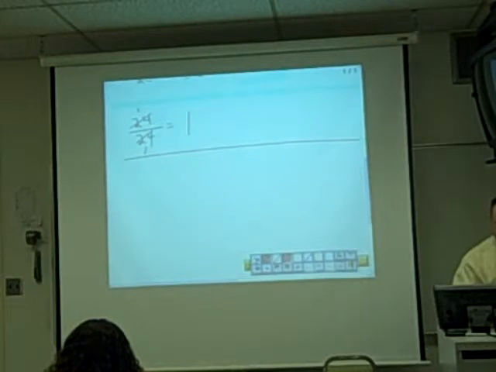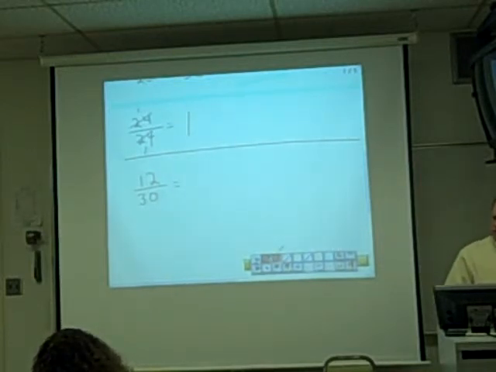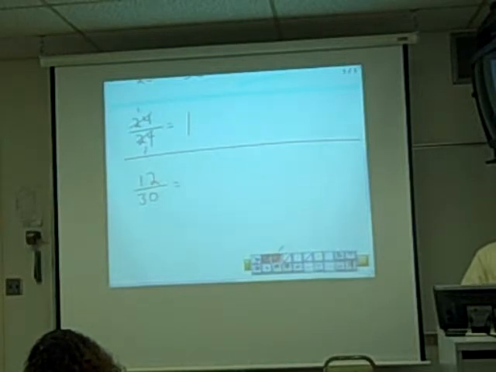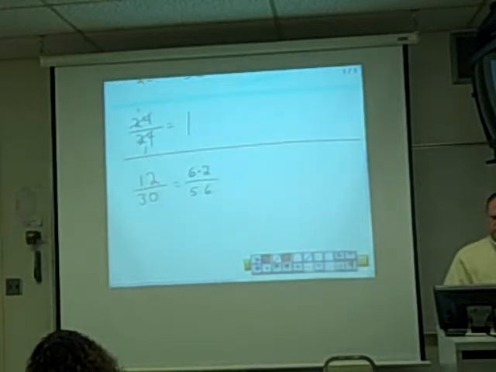Alright, here we have 12 over 30. Okay, so let's try to break down these numbers into at least two factors for each one. What are some numbers that multiply to give us 12? 6 and 2. So that'd be 6 times 2. And how about 30? 5 times 6. So right away we can see that the 6's cancel, right? And so we end up with what for a simplified fraction? 2 over 5, right? 2/5.